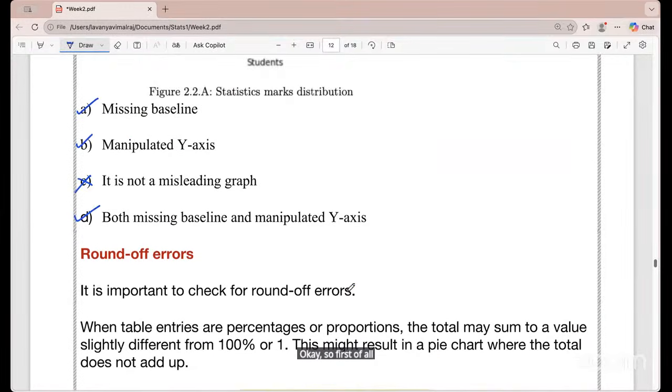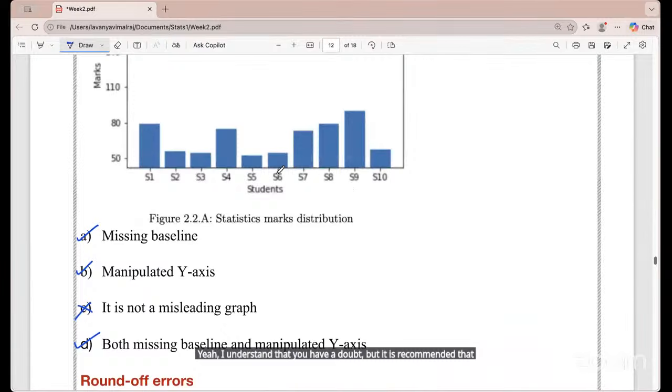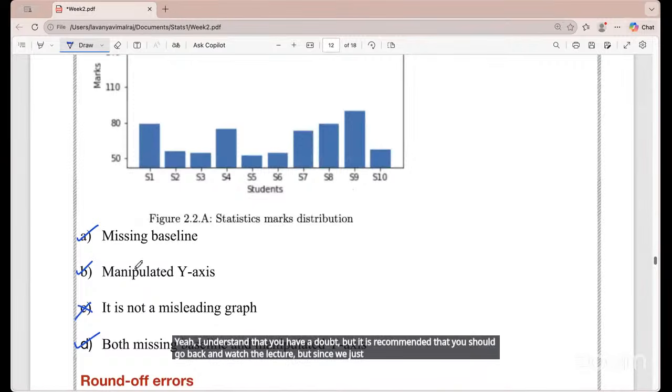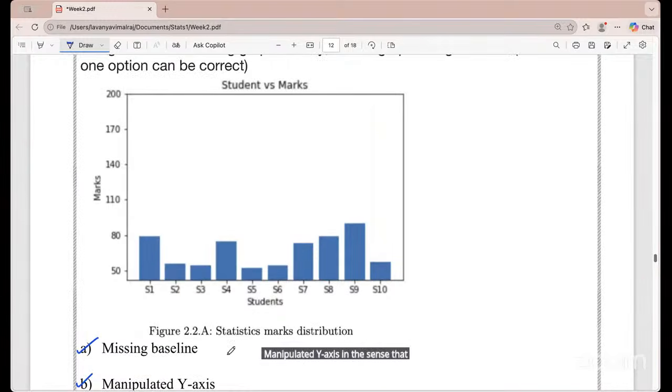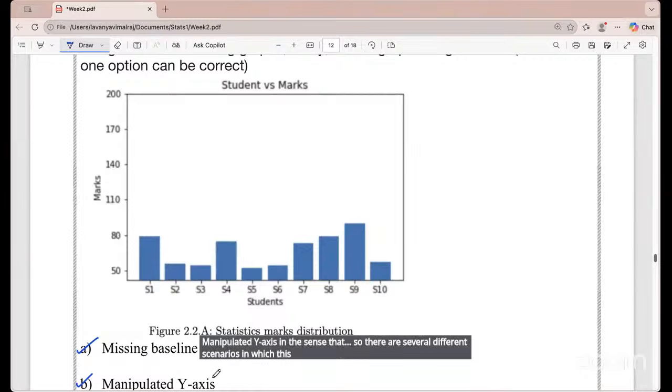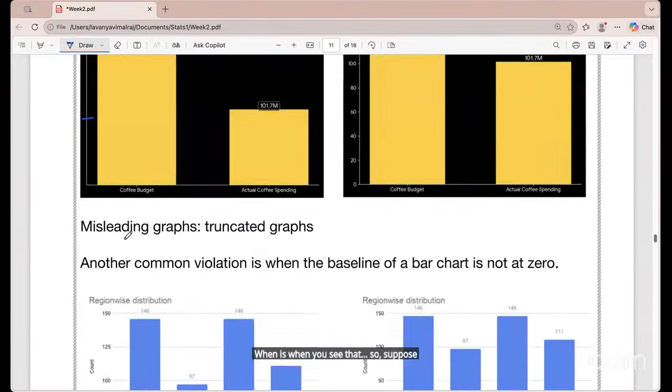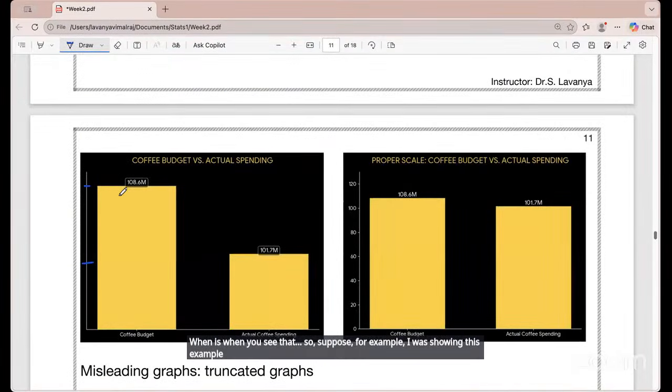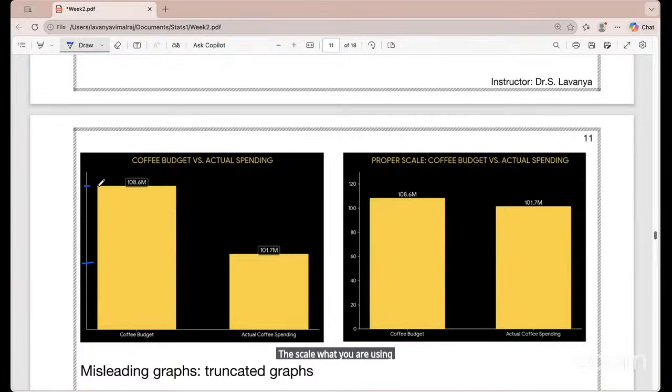Okay, so first of all, I understand that you have a doubt, but it is recommended that you go back and watch the lecture. But since we just completed this topic, I'm going to tell it. Manipulated y-axis can happen in several different scenarios. One is when, for example, in this example, you see that this is 108 and this is 101. The scale you are using doesn't make sense because here 101 is looking like 50% of 108. So here the y-axis is kind of manipulated.